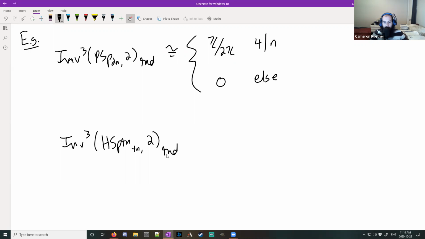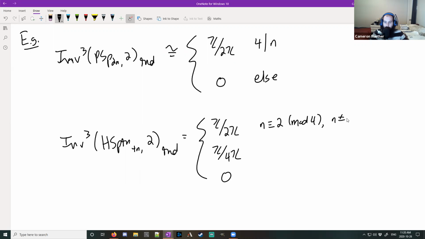So the indecomposable invariants of HSpin are of the form like this. There's some cases, either Z mod 2 or Z mod 4. You get Z mod 2 when n is congruent to 2 mod 4, excluding the case of 2. If n is divisible by 4, you get 4 invariants. And this is all for n greater than 1. If it's odd, or if it's 2, there's nothing.